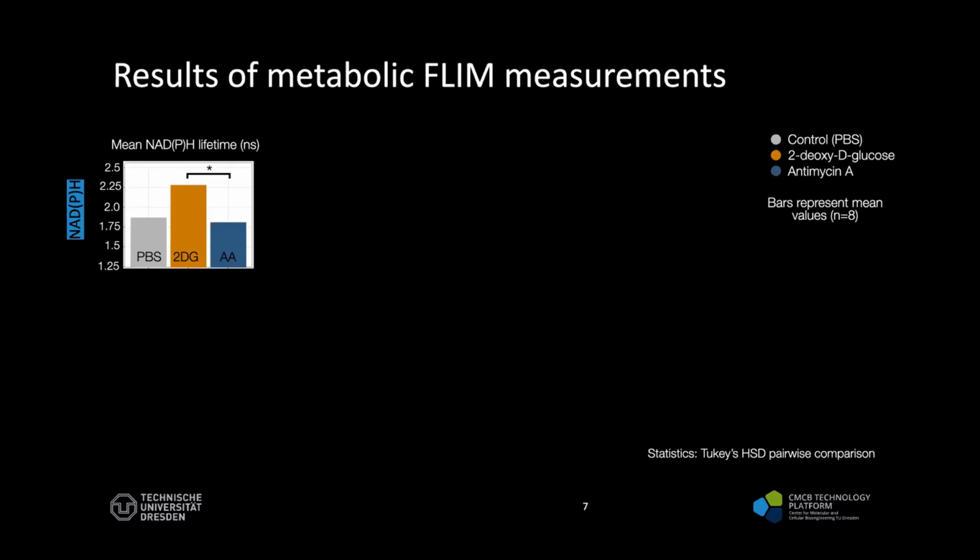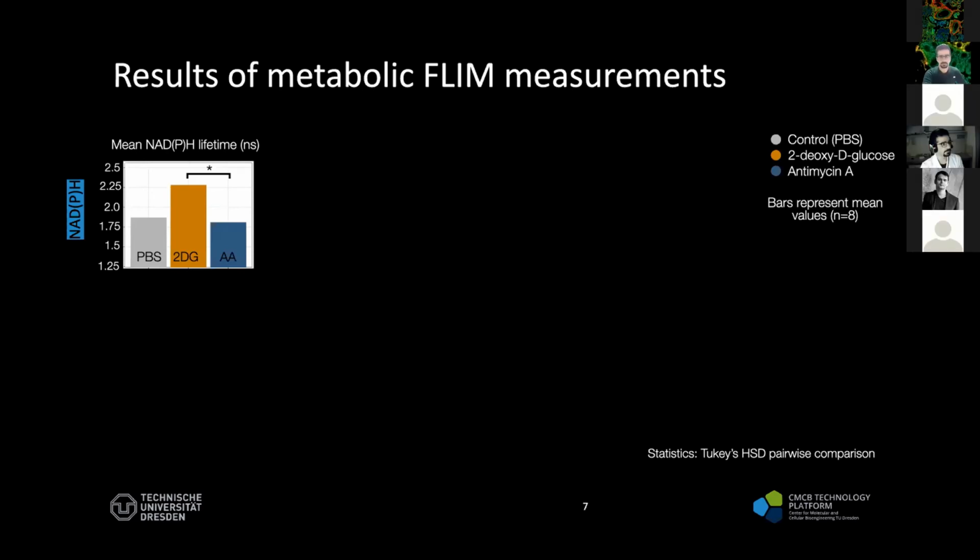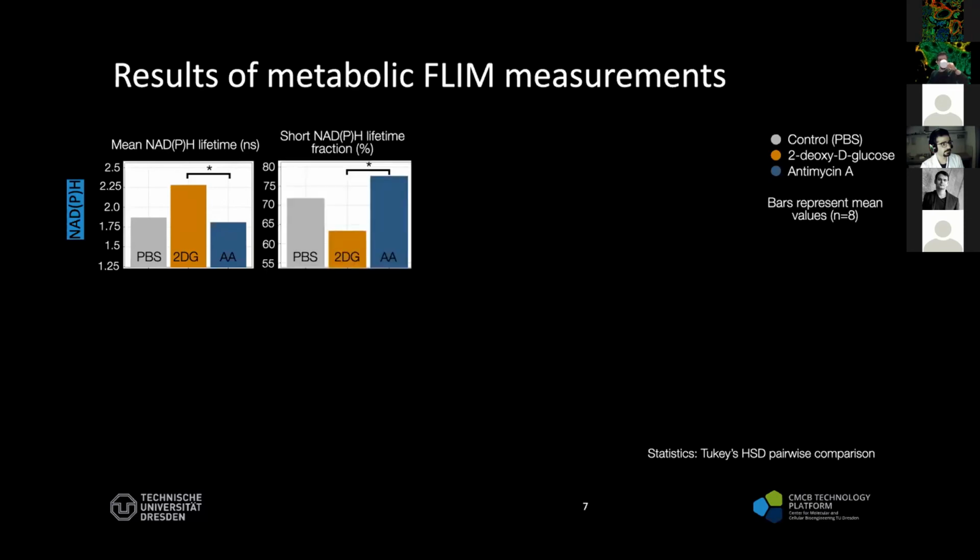You see the mean values represented as bar graphs, and let me guide you through the individual plots here. The first one represents the mean NADPH lifetime, which I mentioned earlier is a summary of a number of different parameters. You can already see a prominent response to the 2DG treatment, the inhibition of glycolysis, on the mean NADPH lifetime. The response of antimycin A is relatively little.